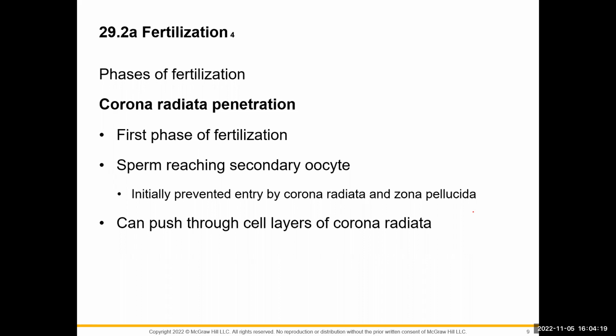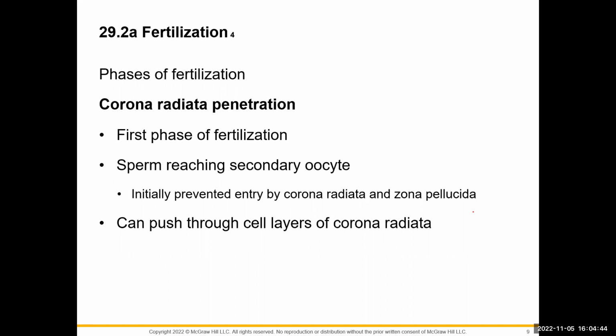And I'll show you in picture form here in a moment, but let me just walk you through some of these steps. If you recall the structure of the secondary oocyte, on the outside of the oocyte immediately you've got the zona pellucida, that's that glycoprotein structure. And then outside of that, we've got the corona radiata. And the corona radiata is going to have all of those granulosa cells that are just sitting there, right?